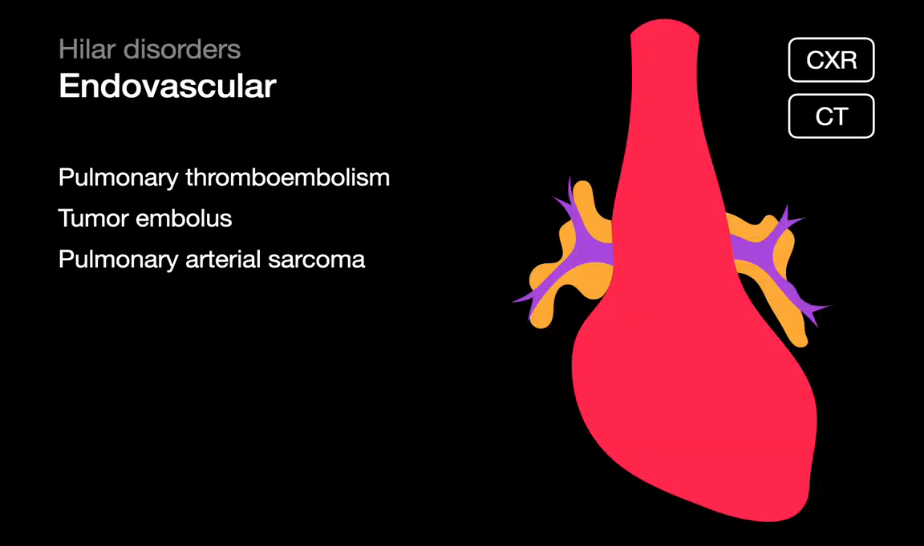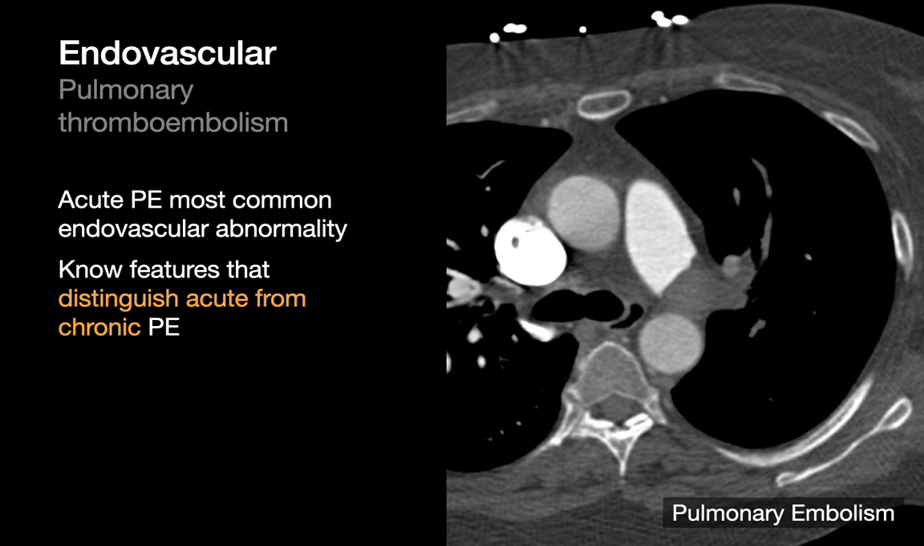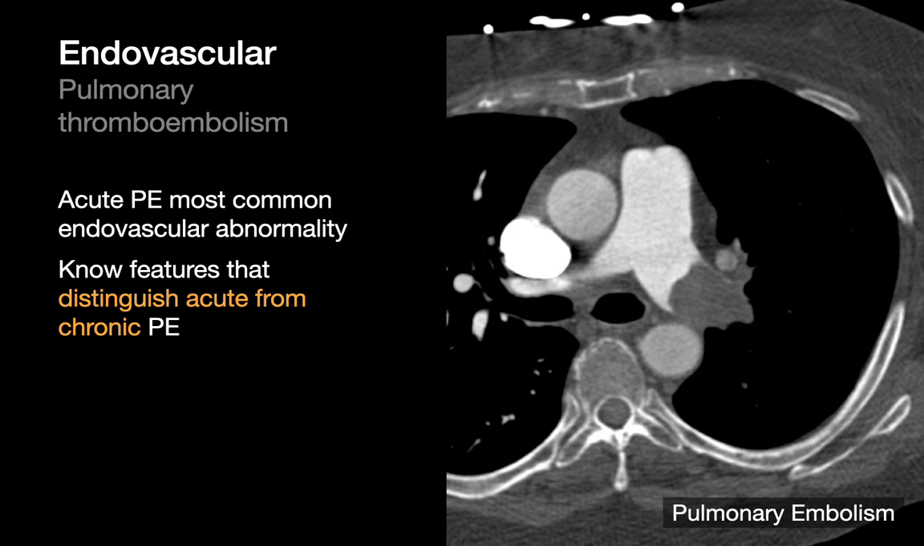Now, let's finish with the fourth and final category of hilar disorder, the endovascular ones. In this case, we're talking about PE, tumor emboli, and the rare pulmonary arterial sarcoma. Acute PEs are the most common disorder of these three by far. Central PEs that appear in the central hilar pulmonary arteries are usually trivial to identify if you're reading a contrast-enhanced chest CT.